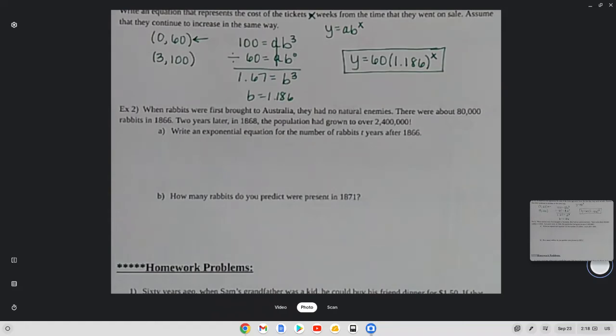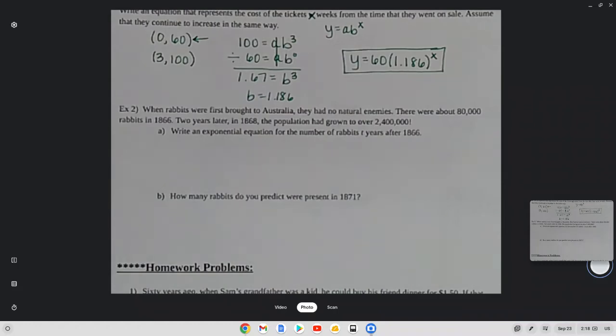Next example, it says, when rabbits were first brought to Australia, they had no natural enemies. There were about 80,000 rabbits in 1866. 2 years later, in 1868, the population had grown to over 2,400,000. It's a lot of rabbits. Okay, so the first task is to write an exponential equation for the number of rabbits T years after 1866.